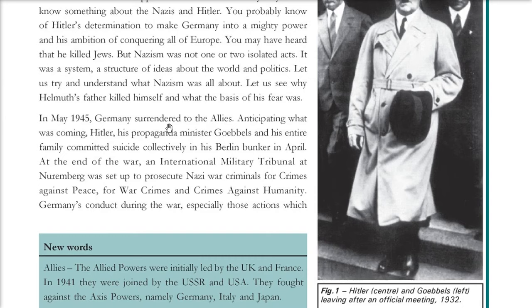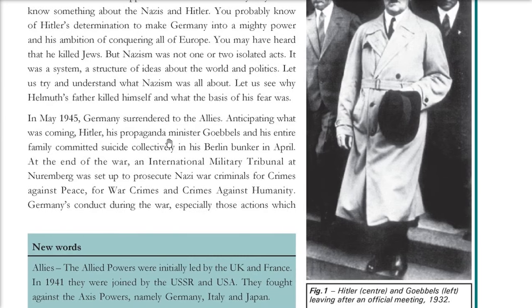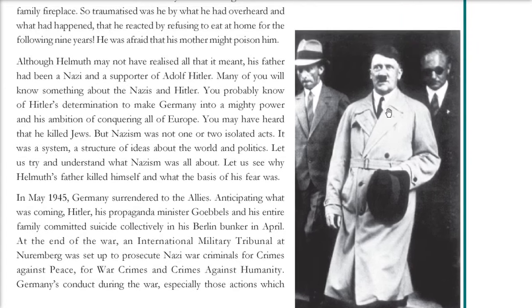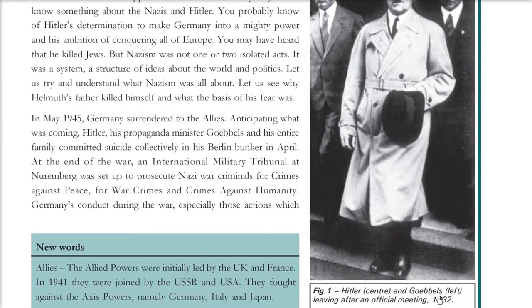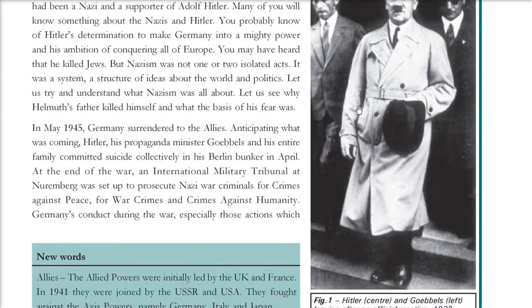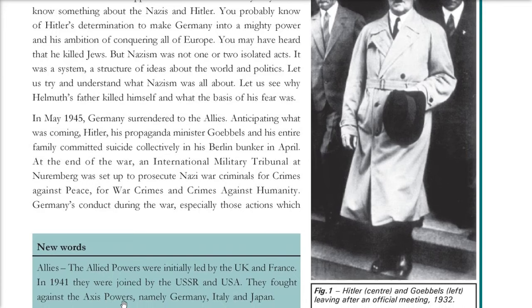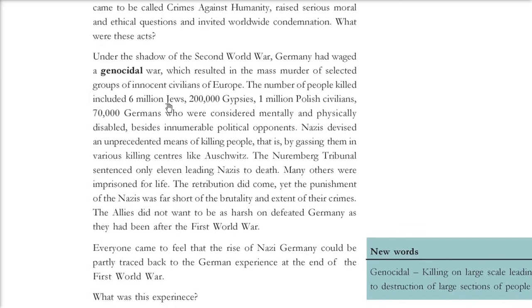Germany surrendered to the Allies in May 1945, and anticipating what was coming, Hitler, and you can also see Goebbels on the left, committed suicide. At the end of the war, there was the International Military Tribunal at Nuremberg. It was set up to prosecute the Nazis after the war for war crimes and crimes against humanity. So the actions of Germany, the Axis power, were called crimes against humanity.